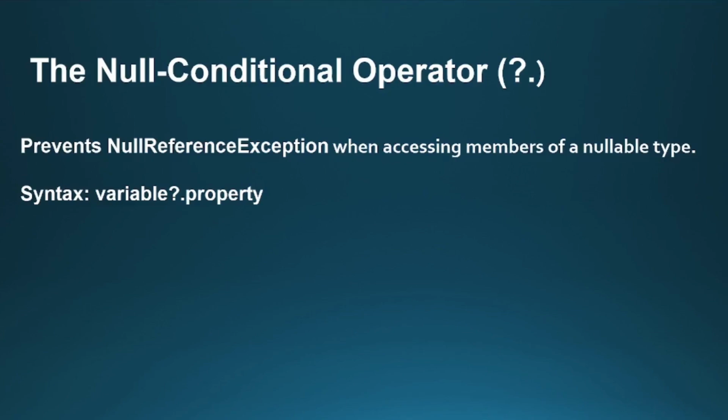Nullable types make C# much more flexible and safer to use. We learned how to declare a nullable type, check for null values, and use operators like the null coalescing operator and null conditional operator to simplify our code.